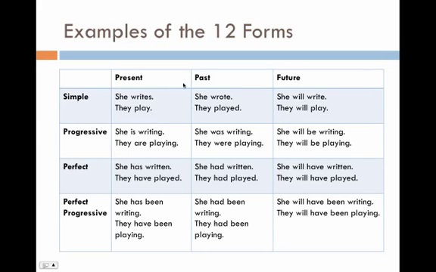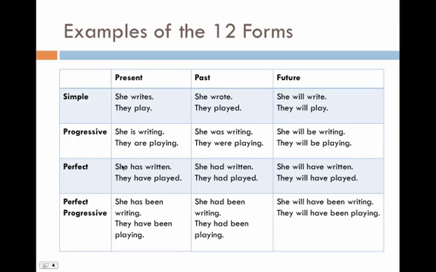Here's our time tenses across the top: now, yesterday, tomorrow. And our forms are down the side: simple, progressive, perfect, and perfect progressive. The progressive form is where you have a be verb auxiliary and then your ing form of the verb. Is writing, was writing, and then future, will be writing.